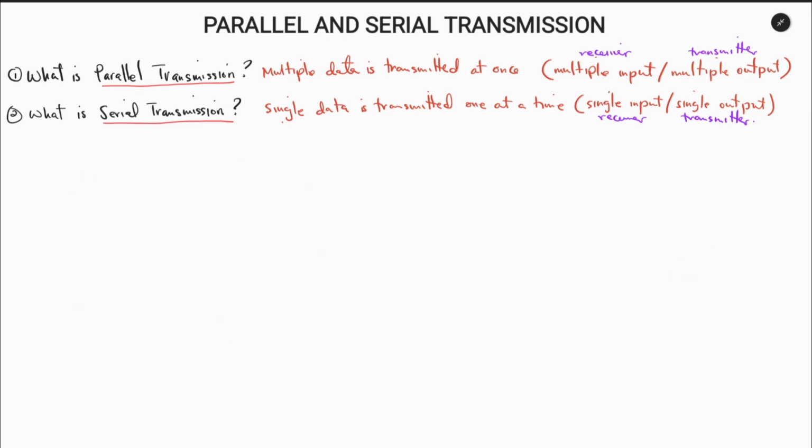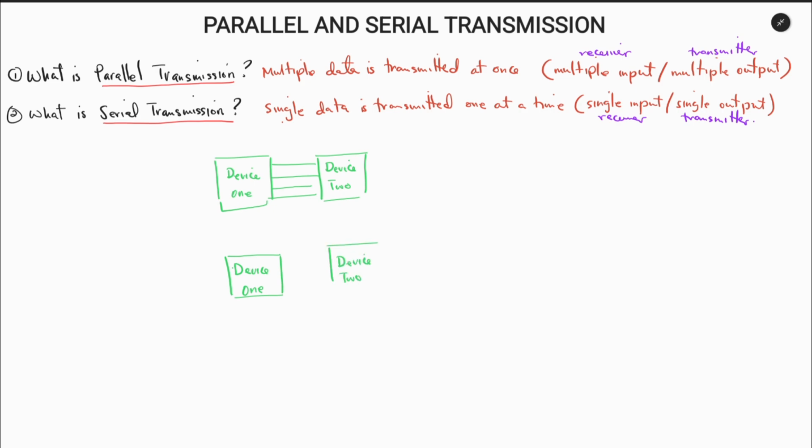And now I will also discuss how errors can occur in a parallel transmission and in a serial transmission. We can draw device 1 and device 2 for a parallel transmission, and also device 1 and device 2 for a serial transmission.